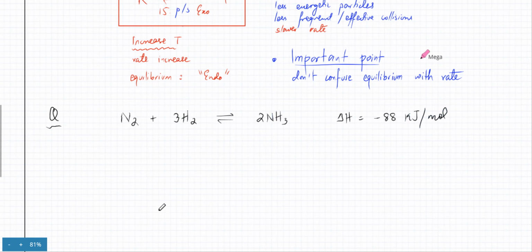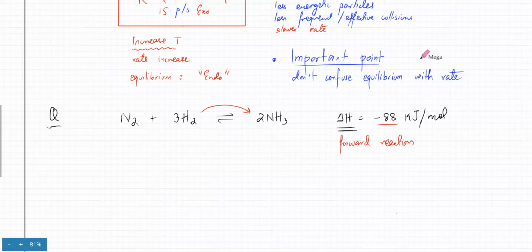Now, in this question, this is how the equation would appear. You're not going to be given that the forward is endo or the backward is exo. This would not be written over here. You're going to look at the enthalpy change. The enthalpy change is always given for the forward reaction, which is this one over here, and it's given as minus 88.